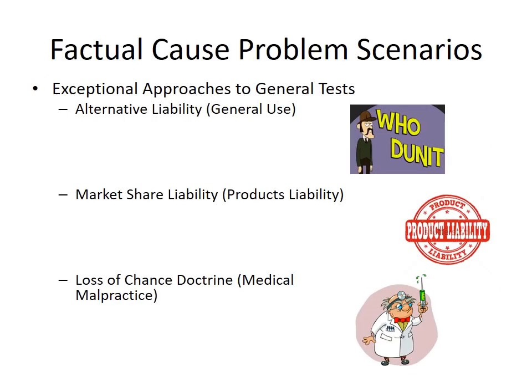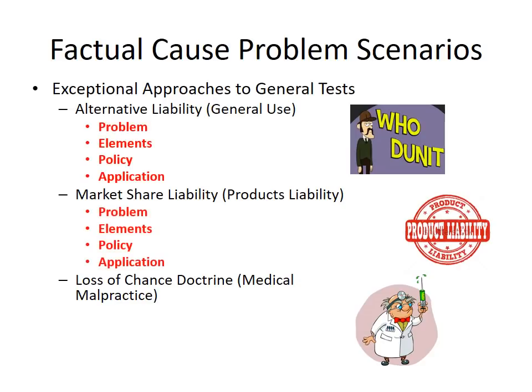So in each of these problem scenarios, the courts have created alternative tests that will replace the but-for or substantial factor tests in order to serve some kind of public policy. So we're going to be basically approaching each one of these exceptional scenarios in the same way. We'll identify the problem and try to point out or highlight the facts or factors that create that problem so that you can identify it in other fact patterns.